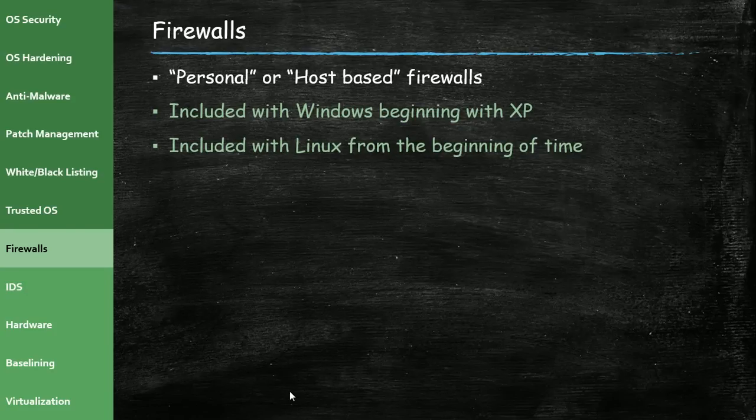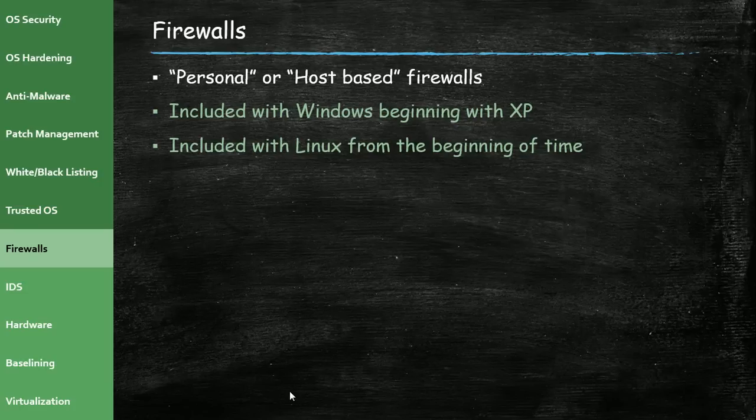In the Linux world, and by the way, you can also use third-party host-based firewalls. So there are also ones you can get that are third-party, things like Zone Alarm and things like that. But they're not as common anymore because, again, it's baked into Windows now. So most people don't download those, but that used to be pretty common. Included with Linux from the beginning of time, right?